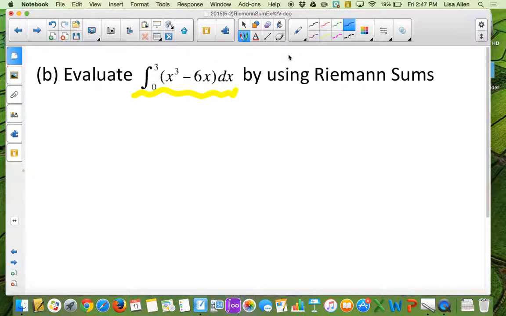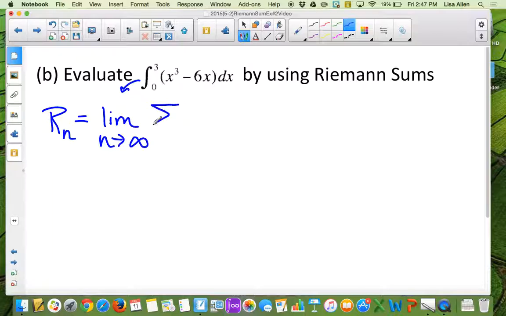We're going to be looking at R sub n, and R sub n then is going to equal the limit, because this is the definite integral. The limit, by definition, as n approaches infinity of the summation from i equal to 1 to n of this idea of f of x sub i times delta x.